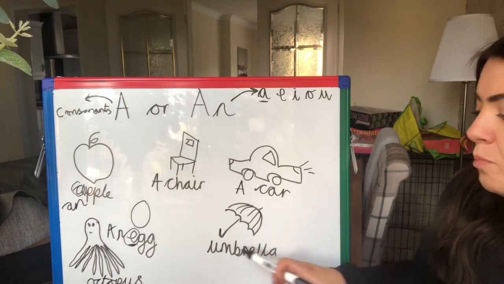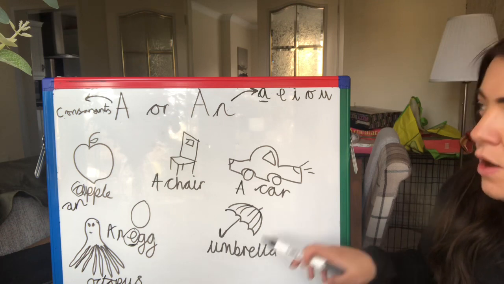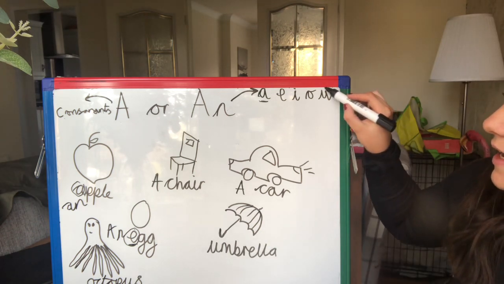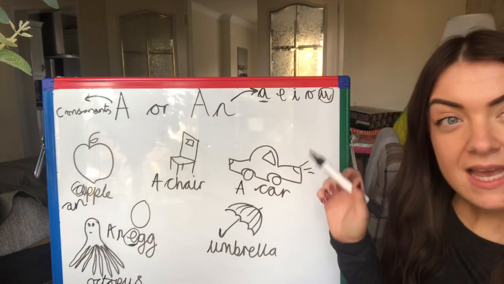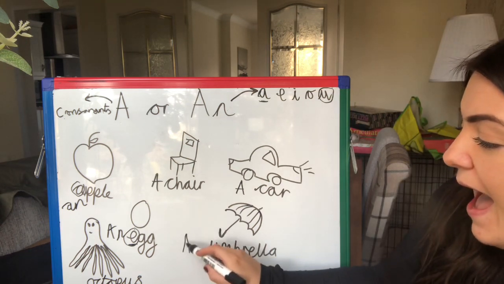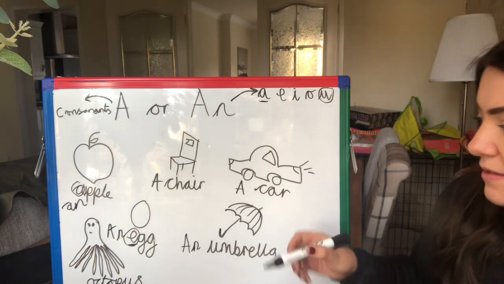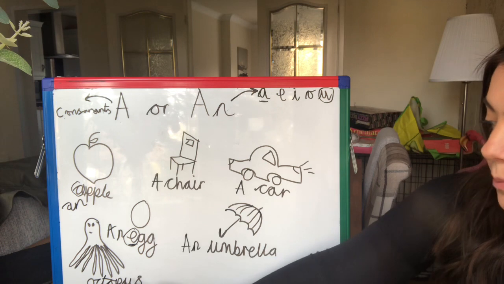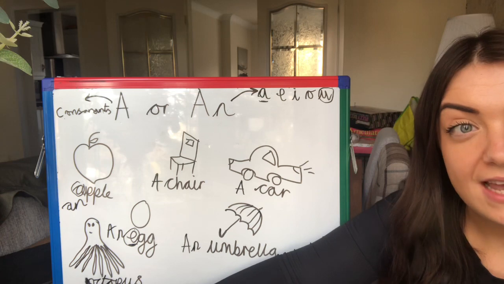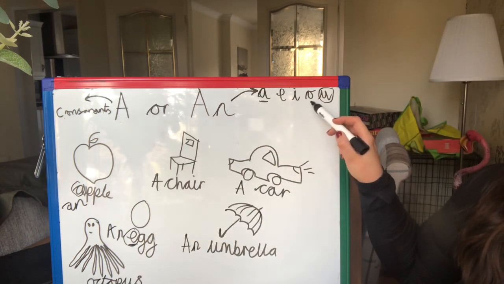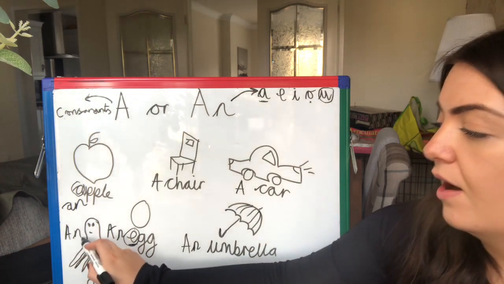Now let's go to umbrella. Umbrella. Ooh, I think I can hear the U, which is one of my vowel sounds. So that tells me that umbrella has to be an umbrella. I have an umbrella in case it rains. Finally, octopus. Octopus. I can hear that starting sound and that starting letter is an O and I know that is a vowel. So again, it's going to be an octopus.